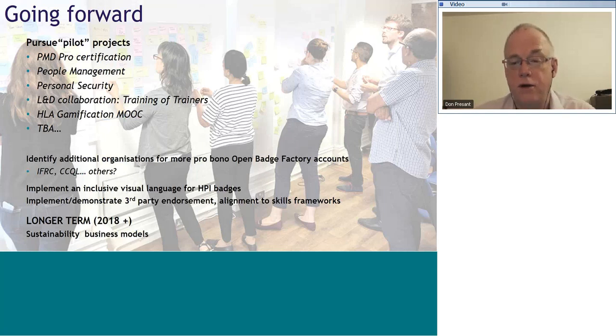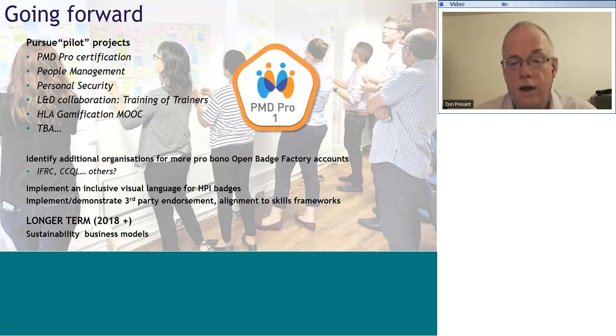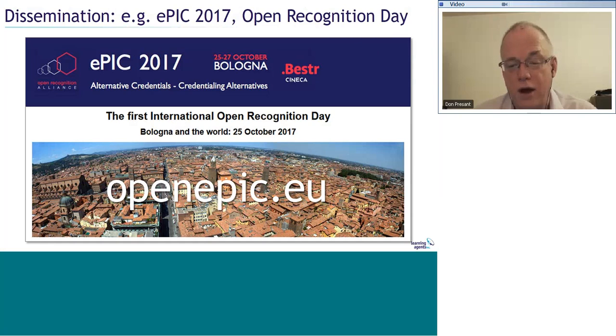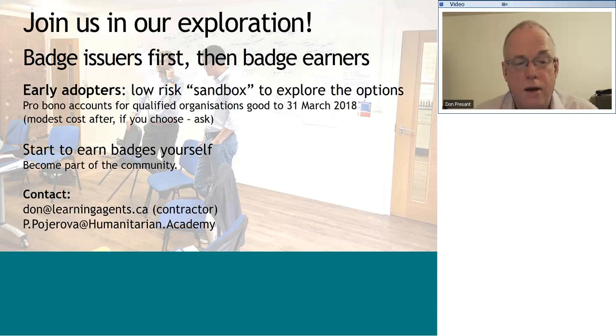So we're very much interested in talking to national societies such as Mexican Red Cross, that we're exploring this with now, but other national societies as well. That's an example of the PhD Pro badge that will be available. And we're going to be talking about this at a panel in Bologna later this month.